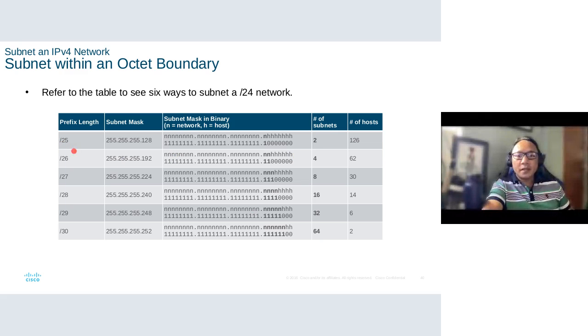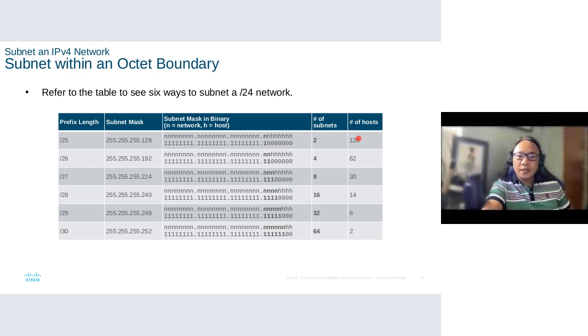However, we can subnet it into a smaller network. For example, we can subnet it into /25, wherein we have two subnets created. /26, meaning we can create four subnets. /27, meaning we can create 8. /28, meaning we can create 16 subnets. If you have /29, you can create 32 subnets. For /30, you can create 64 subnets.